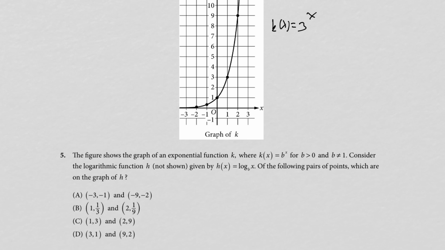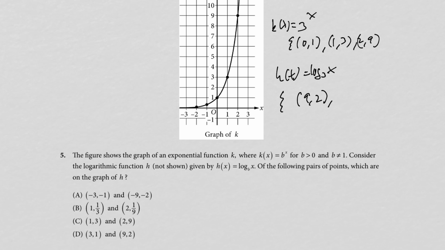And that has on it points like (0, 1), (1, 3), and (2, 9). Well, the inverse, h of x, is log base 3 of x. That has similar points. For instance, it has (9, 2), because log base 3 of 9 is 2, and it has (3, 1) and (1, 0). Basically, the numbers are all switched. The x-coordinate becomes the y-coordinate.